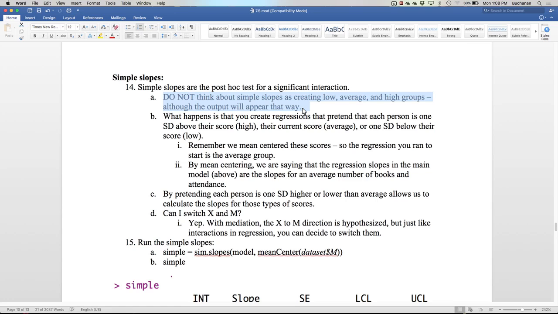You used to have to do this by hand, so we literally had to make those scores. But Quantpsyc does that for you, thank God, so I don't have to explain how that works, because that's where everybody went, like, what happened? But essentially, for the high group, we're pretending they're a standard deviation above their score. For the low group, we're pretending they're a standard deviation below. As long as you can get that.